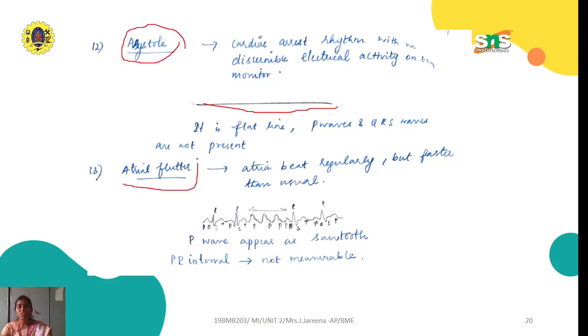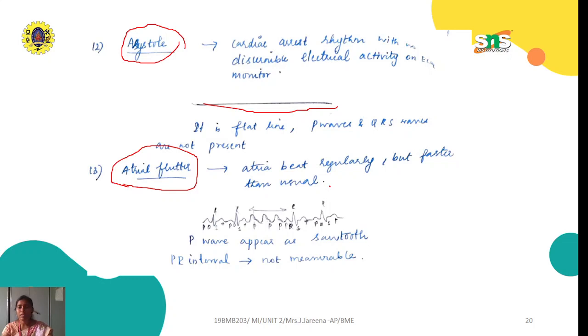Next one is atrial flutter. This is the last arrhythmia I have given here. You can say it is the earliest stage of atrial fibrillation. Here the atria beat regularly but faster than usual. In atrial fibrillation, the atria beat irregularly at too high a rate.